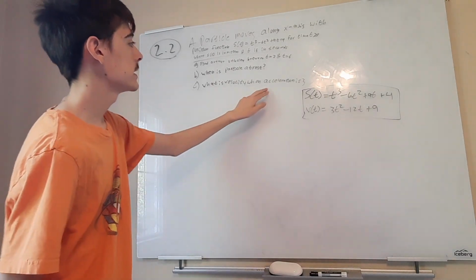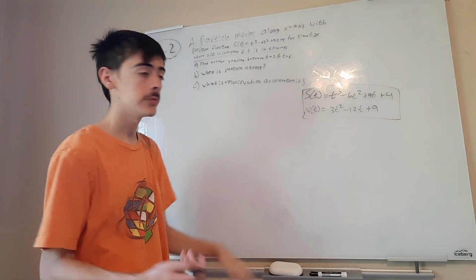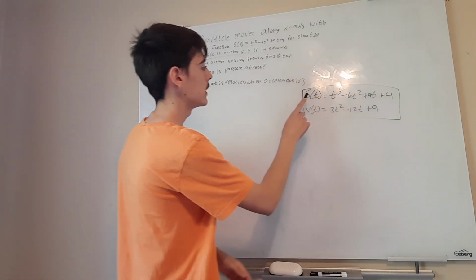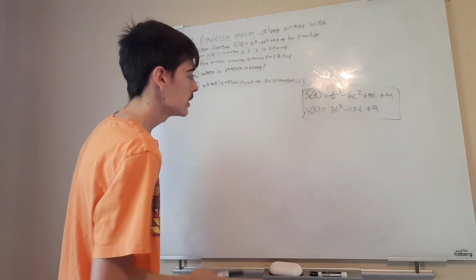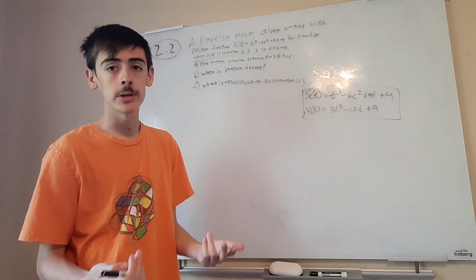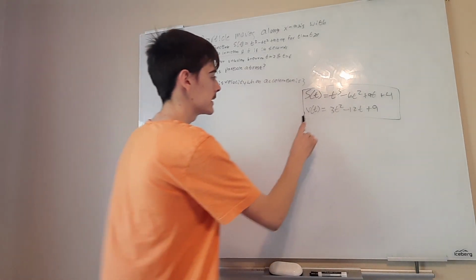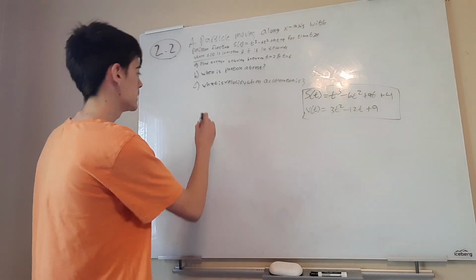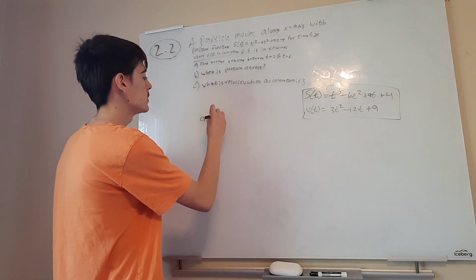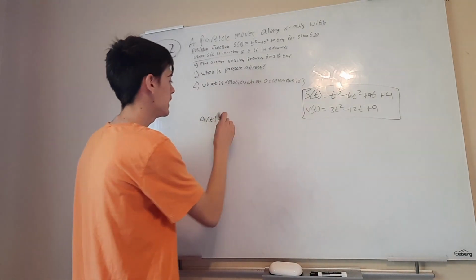First off, it says when acceleration is 3, so we need our acceleration function. I have saved our position and velocity functions over here. So remember, the acceleration is the derivative of velocity. So let's derive our velocity function, and this is just going to be power rule again. So derive v of t, we get a of t.